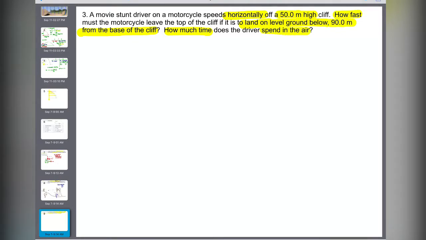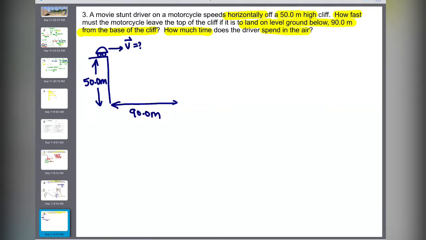So it's a 2-part question. So I got a cliff. I always like to draw pictures with these types of questions. You got a motorcycle, and the height of the cliff is 50. And they're asking you how fast, so they're asking you V. What is V, so that it will land 90 from the base? So they're giving you this as 90 meters, and they're asking you two things. They're asking you for the time and the horizontal velocity.